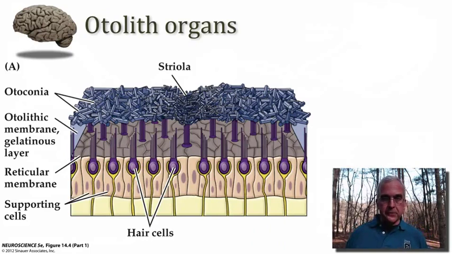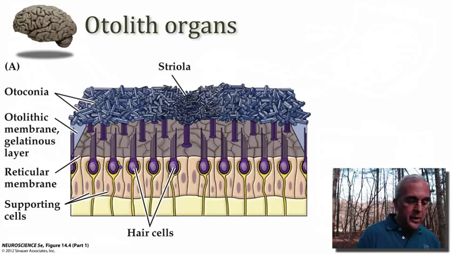So here again is the macula of the otolith organ, and let's just say that this would be the macula of the utricle. What we find is that these hair cells are not just projecting out into the endolymph, but rather there's a gelatinous membrane that sits right on top of the apical surface of this sensory epithelium. And on top of that gelatinous membrane are these calcium carbonate crystals that we call otoconia.